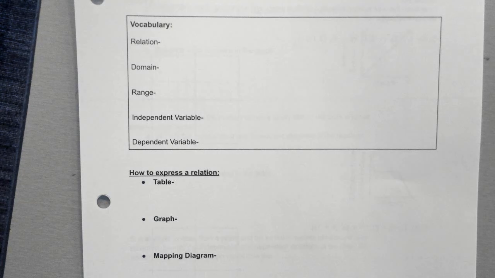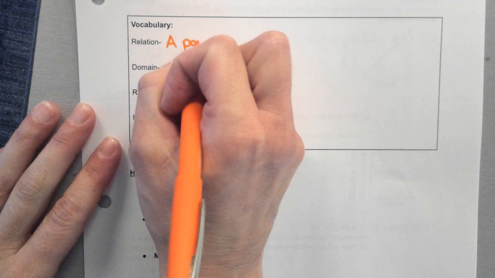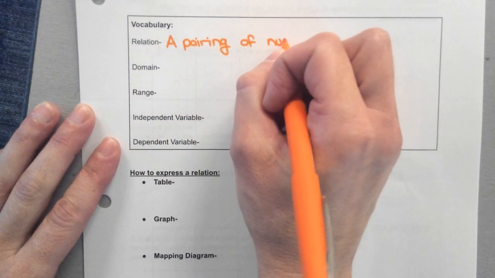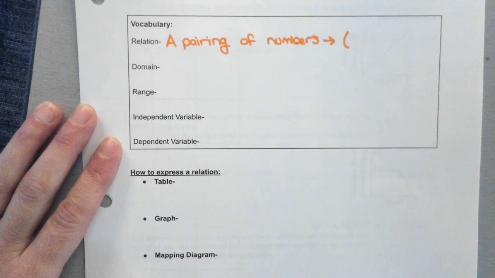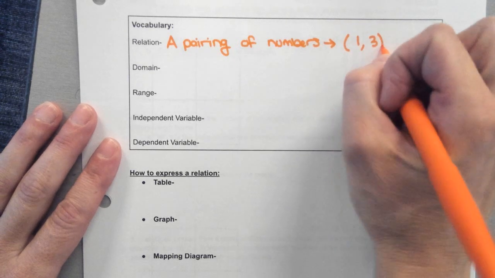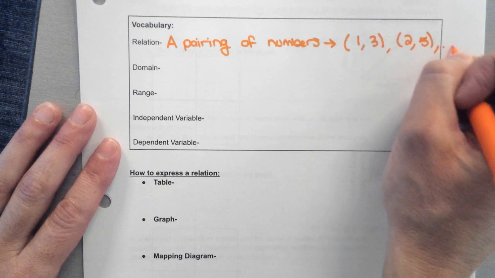Here we go. So let's talk through some of the vocabulary. So what is a relation? It is a pairing of numbers. So an example would be the ordered pairs we dealt with a minute ago on the warm-up. So if you had something like 1, 3 and 2, 5 and so on.